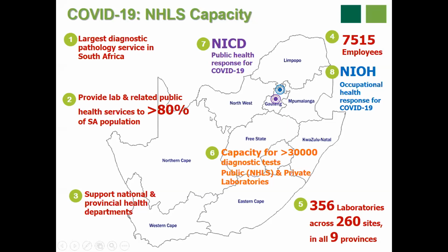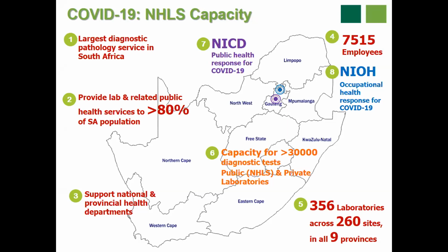So the capacity, as you see on your screen now, of the National Health Laboratory Services, our umbrella body: it is the largest diagnostic pathology service in South Africa. More importantly, you will see that more than 80% of the South African population, given also the disparities within our society, receives laboratory and other related health services from the NHLS, including the NIOH and the NICD, which I'll come to in a moment. Thirdly, we support the National Department of Health. The NHLS also supports all of the provincial departments of health.